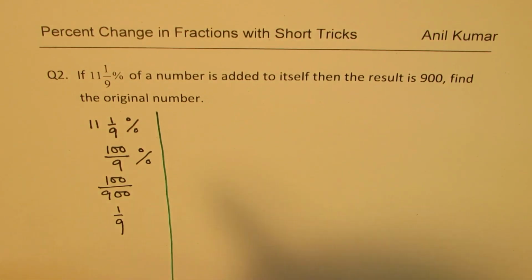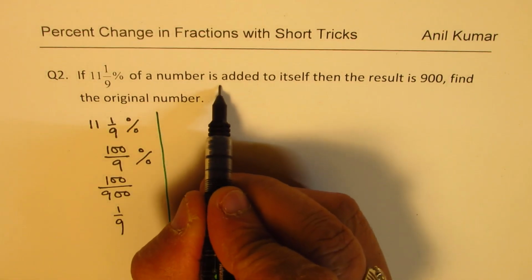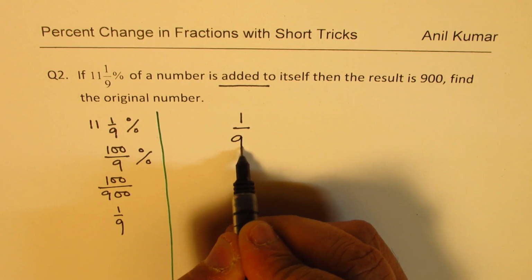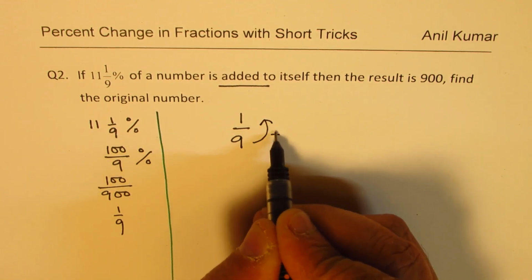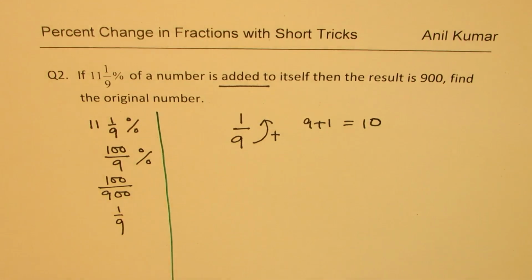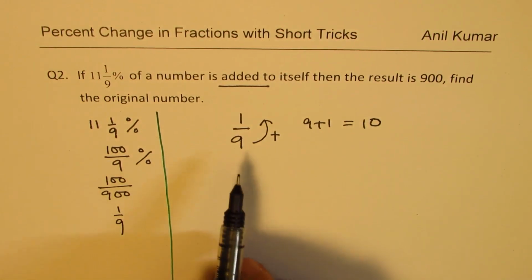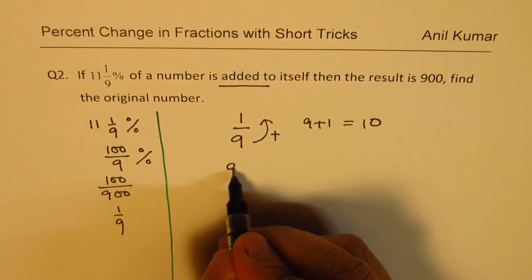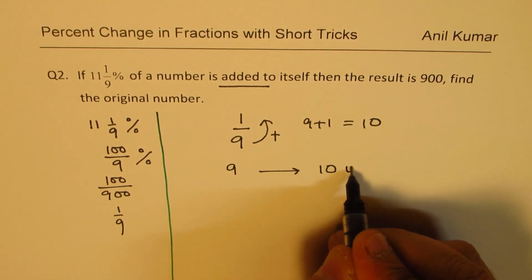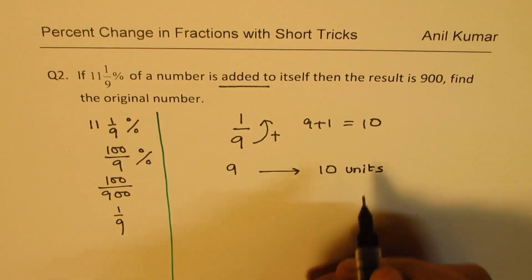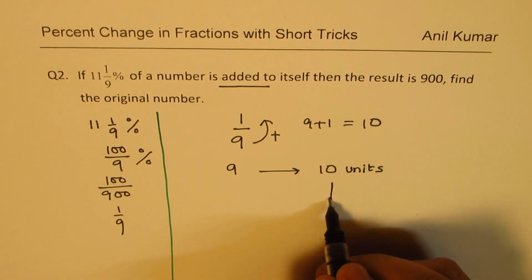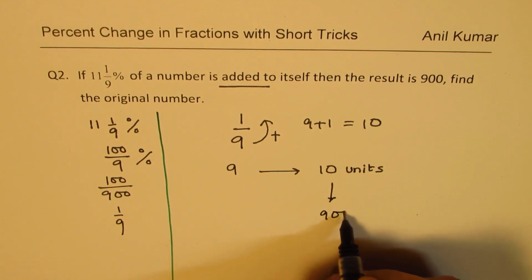Perfect. Now it says when the number is added, so we're talking about the fraction 1 over 9. When you add, what do you get? You get 9 plus 1 equals 10. So if the number is 9, then it becomes 10. We'll call this 10 units. We are given that it is actually 900.